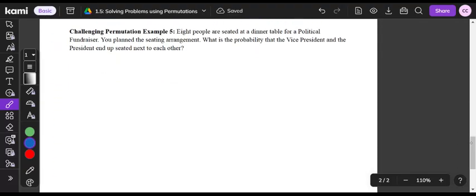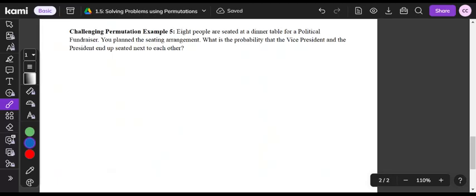Okay, let's look at the last example. It says 8 people are seated at a dinner table for a political fundraiser. You planned the seating arrangement. What is the probability that the vice president and the president end up sitting next to each other? We're going to talk about this in just a moment. There's a couple different ways we can look at this one.